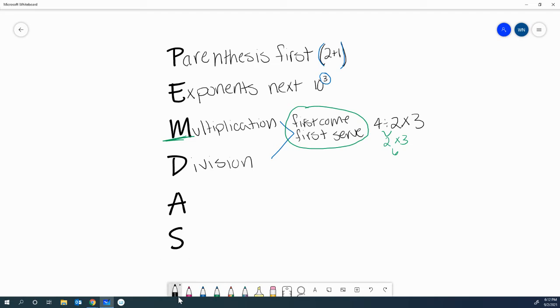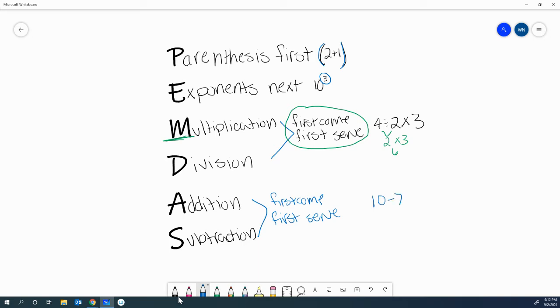Your addition and subtraction are exactly the same. We've got addition, the A, and subtraction. They are also in the same step, first come, first serve. So let's say we've got 10 minus 7 plus 3. You're going to do your 10 minus 7 first, even though the addition comes first in PEMDAS, because addition and subtraction are in the same step, just like multiplication and division are in the same step.